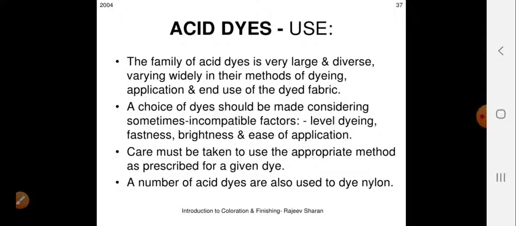Applications of this type of dyes are large and diverse, varying widely in their methods of dyeing and use of dyed fabrics. The choice of dyes should be made considering factors like level dyeing, fastness, brightness, and ease of application. Not mainly, but most commonly used in nylon also. Yes, a number of acid dyes are also used to dye nylon. Care must be taken to use the appropriate method as described for a given dye.